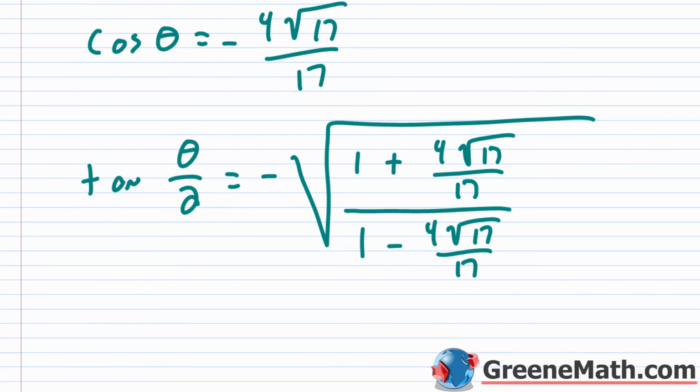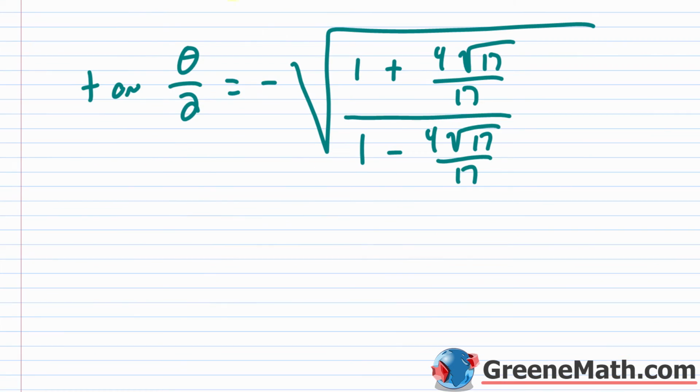Okay, let's slide down here a little bit. This one's going to be a little bit tricky to simplify. Let me start by just multiplying the numerator and denominator of this complex fraction by 17.